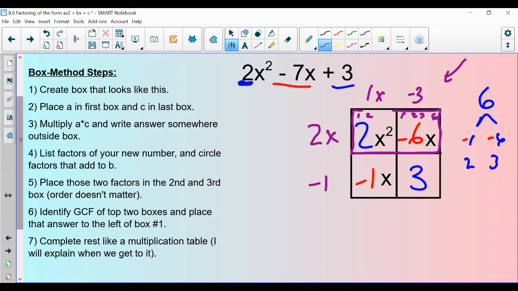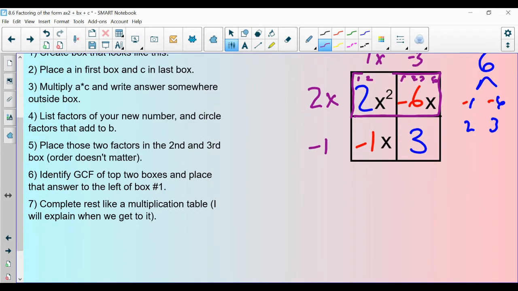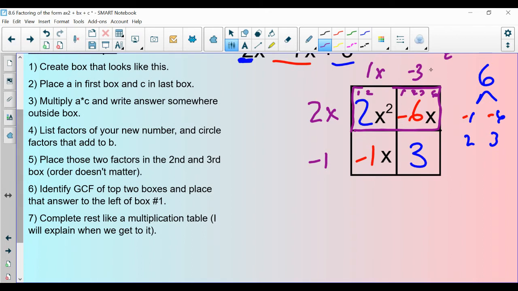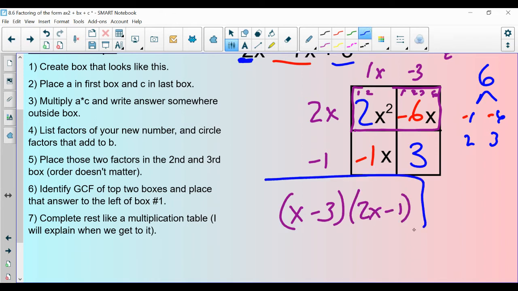And then we have this nice little check that will help us see if we got the right answer. And that is to say, does this column and this row multiply to +3 in this case? And it does, right? -1 times -3 is +3. So my answers in parentheses are going to be this, 1x minus 3, or x minus 3, right? And this in parentheses. And once again, the order doesn't matter, but that would be our answer.